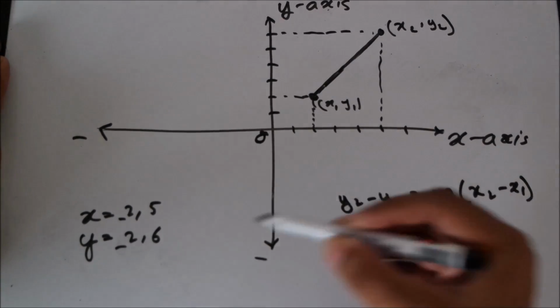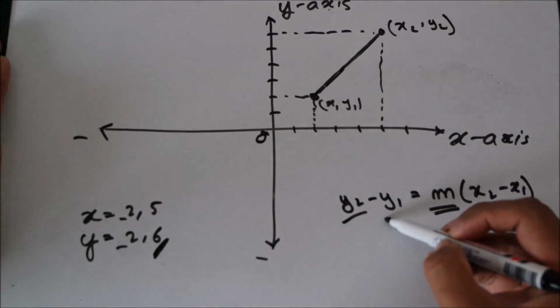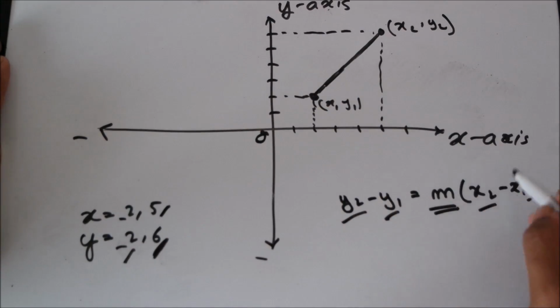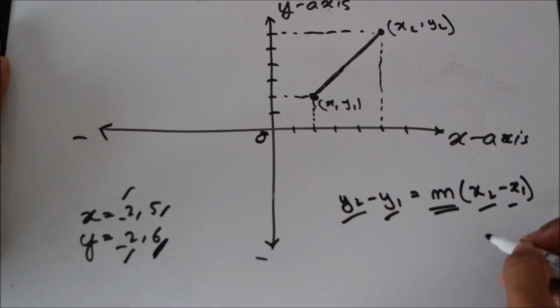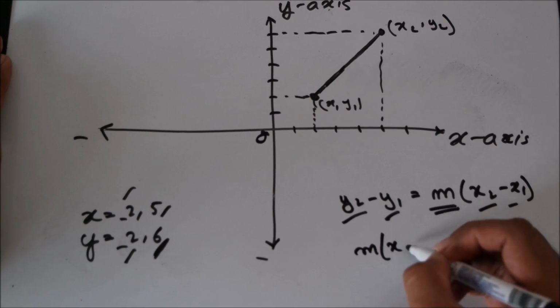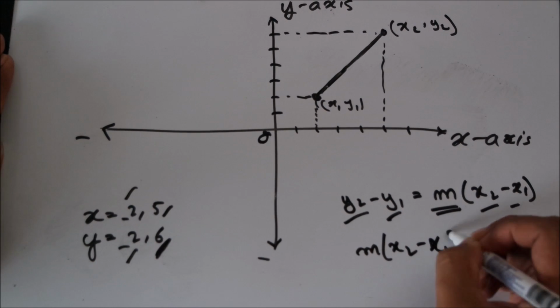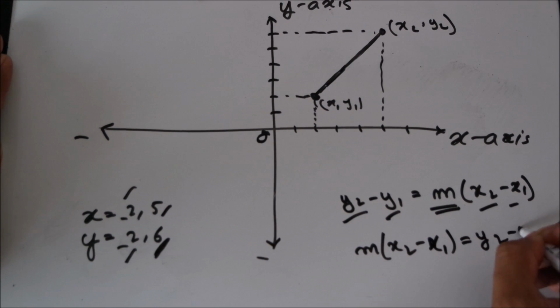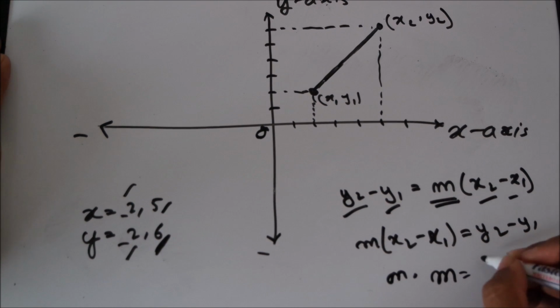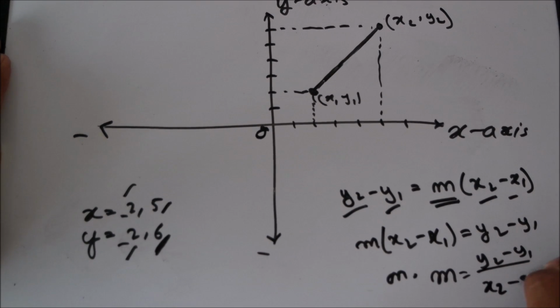You know what y2 is. y2 is number 6 and y1 is 2, whereas x2 is 5 and x1 is 2. So if you rearrange this, you will get m times x2 minus x1 equals y2 minus y1, or m is equal to y2 minus y1 by x2 minus x1.